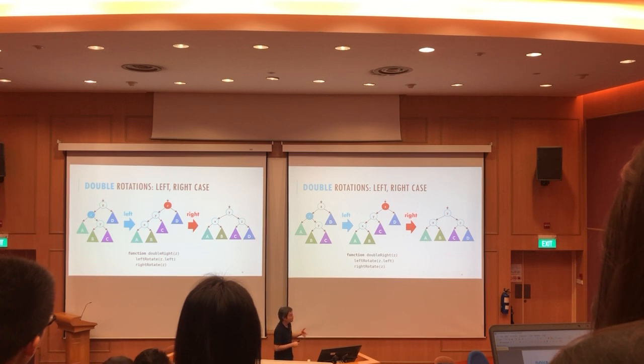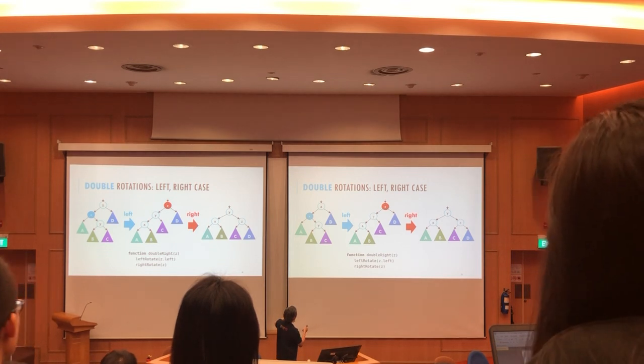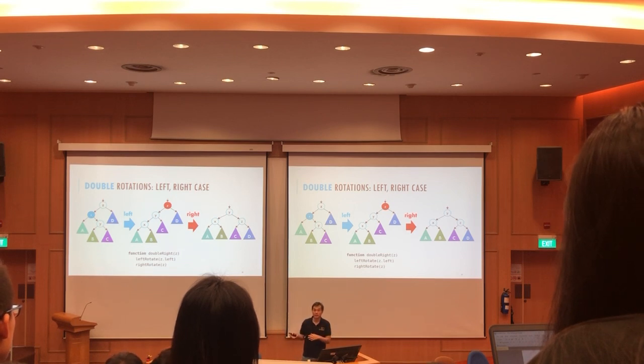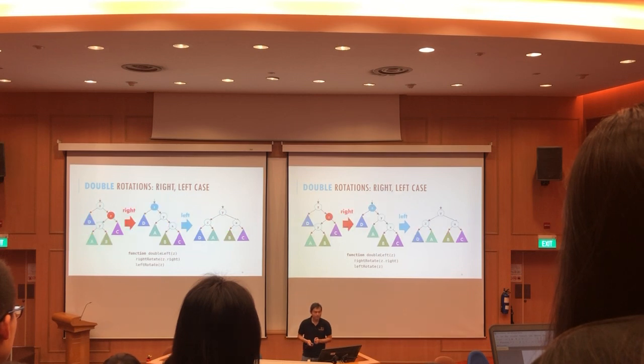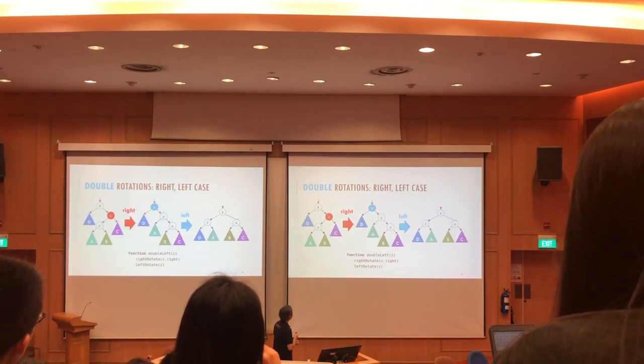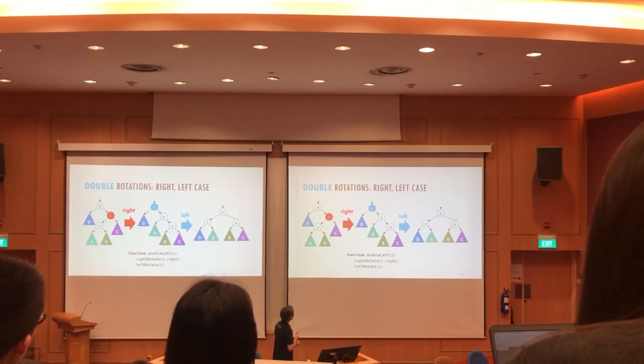So to fix this, what we first need to do is a left rotation on X. We do a left rotation on X, resulting in this tree, and then we do a right rotation to fix it. So we need to pair up the rotations. First we do a left rotation and then a right rotation. In this case, it's like the mirror case. Here you are right heavy on the left, on X's left subtree.